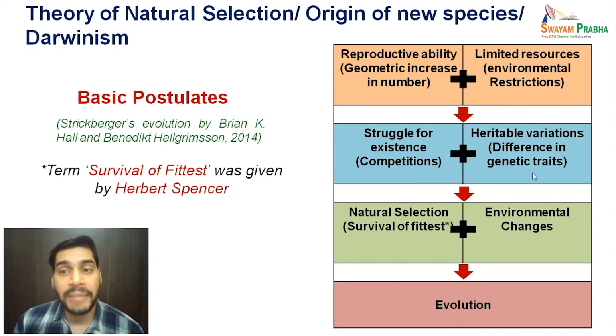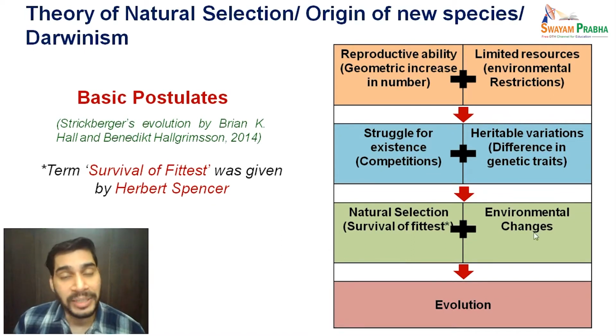Along with the heritable variations, meaning the differences in the genetic traits, as you might be aware from the last lectures, we talked about the variations as the raw material of evolution. So in the light of variations already existing in the population, there operates the phenomenon of natural selection, which we commonly know by the term survival of the fittest, though that term was not given by Darwin but by Herbert Spencer.